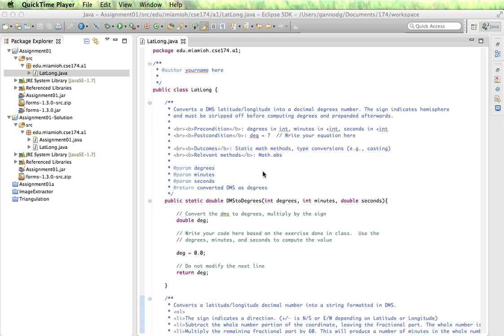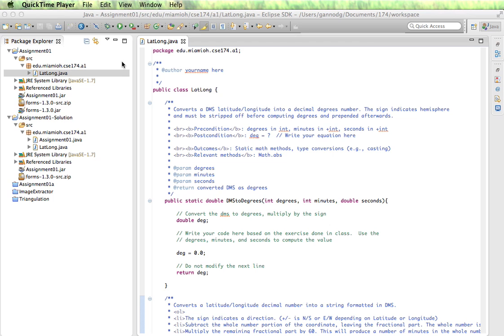In this video, I'm going to show you the solution to the first assignment, which was to create a program that will compute and convert degrees, minutes, and seconds to degrees, or go from decimal to the DMS representation. So let's first look at the solution to the first one, which is to go from DMS to degrees.